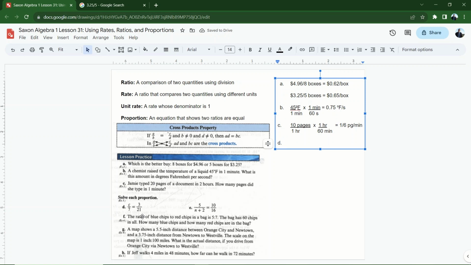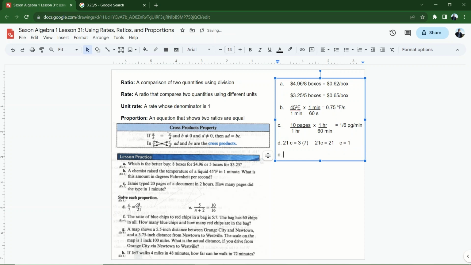For letter D, we're going to cross multiply. Normally I'd write out the fraction first, and then I draw my little lines connecting the top and the bottom here, top and the bottom here. The only reason I know I can do this cross multiplication is because I have an equal sign between two ratios. That's a proportion. So this is going to be 21 times C equals 3 times 7. If I simplify that, I get 21C equals 21. Divide both sides by 21, I get C equals 1. So 1/7 is the same as 3/21. Makes sense to me. Let's look at letter E.